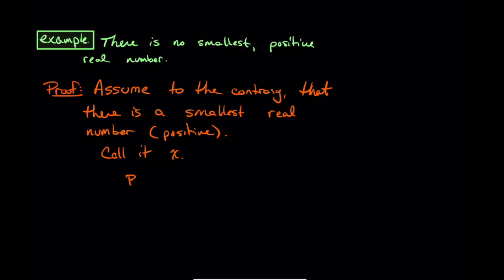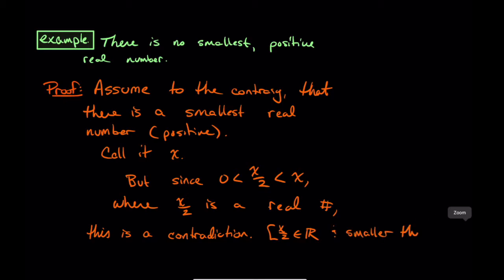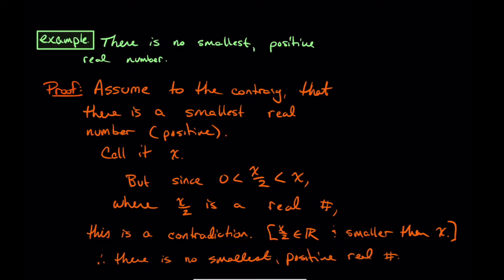So we know that 0 is less than x over 2 is less than x, and x over 2 is still a real number. And so we just showed that there is a smaller positive real number than x. And so our assumption was wrong. Our assumption that there is a smallest positive real number is wrong. And so therefore, there is no smallest positive real number. We'll put our tombstone, and we're good.